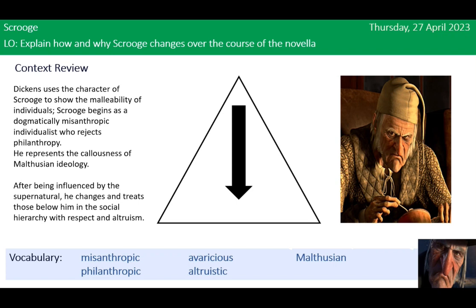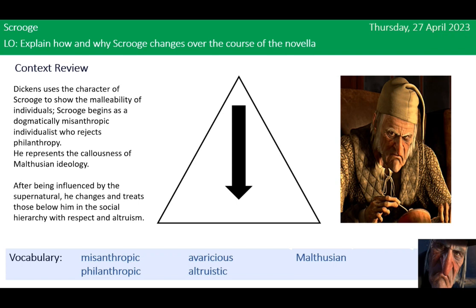More context. Dickens uses the character of Scrooge to show the malleability of individuals. We can all change. Everybody can change. Even if you're a miserable old sinner like Scrooge was in Stave 1, you can change. Scrooge begins as a dogmatically misanthropic individualist. That basically means he only cares for himself and he's very stubborn and doesn't like people. And he rejects philanthropy. He does not like charity at the beginning, remember. He represents the callousness of Thomas Malthus, or we could say of Malthusian ideology.